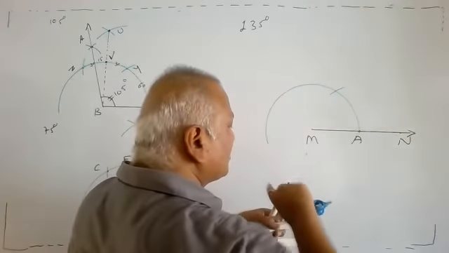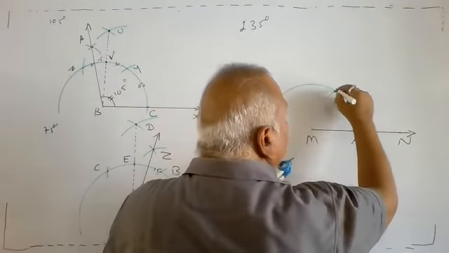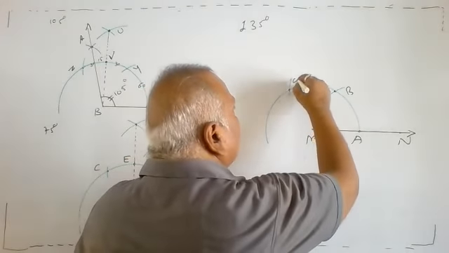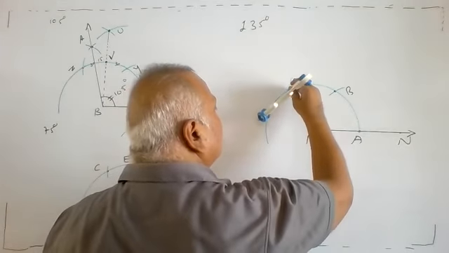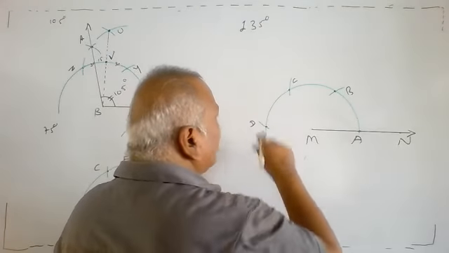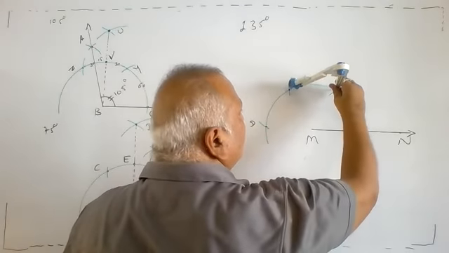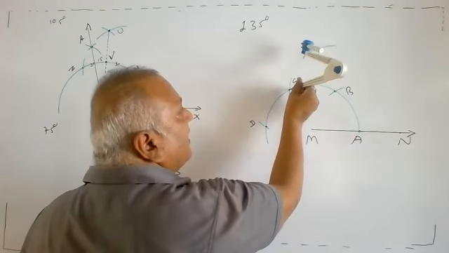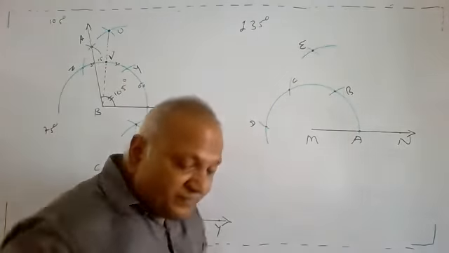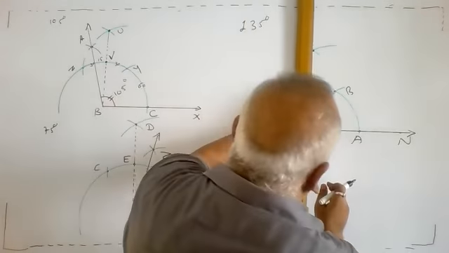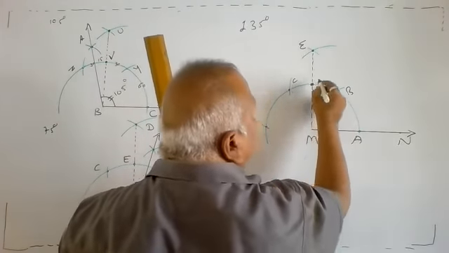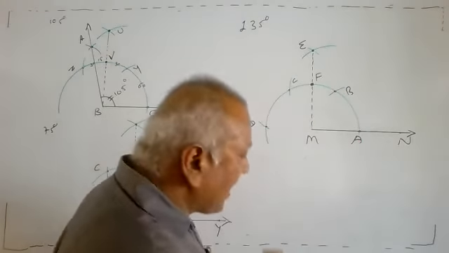From A, it is first arc, we can say it is B. Now from B, we make the second arc, it is C. Now from C, it is the third arc, we can say it is D. Now from B and C, extend the arcs, and where both arcs meet, we can say it is E. Now we join M and E with a dotted line, and where this dotted line meets the semicircle, we give F.